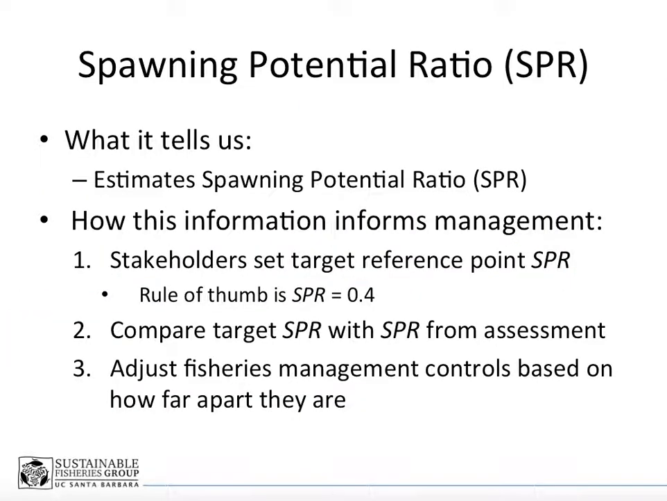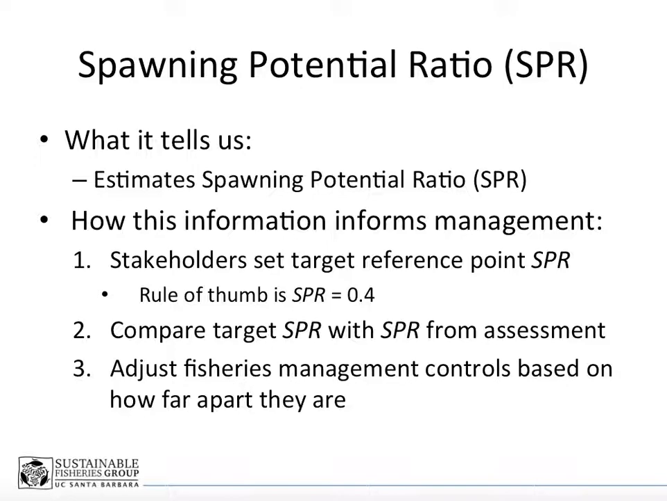So what this method gives us is an estimate of spawning potential ratio. Typically, a good rule of thumb is to set this at about 0.4. And so in this method, we'll compare our target with the SPR we actually measure in our population, and then adjust the fishery management controls as appropriate.